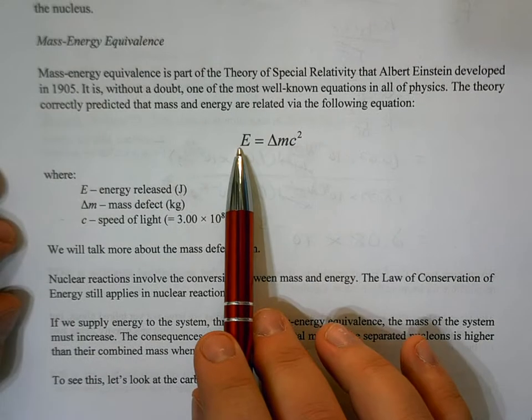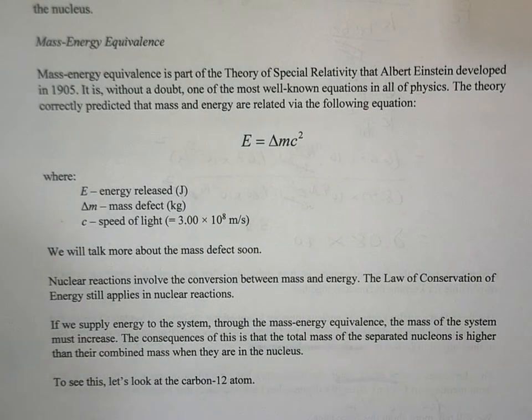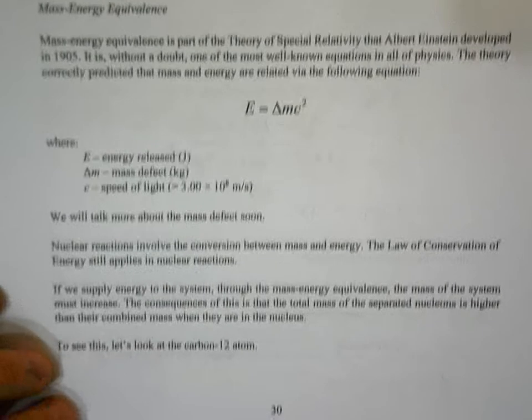So this relates the idea of energy and mass. So E is going to be that energy in joules. This delta m is going to be this thing called the mass defect. We're going to talk about that a little bit, in kilograms. And then c is our speed of light.